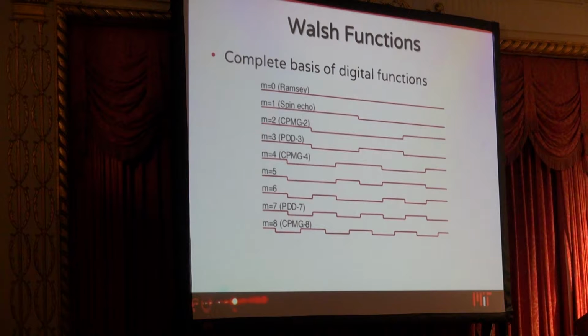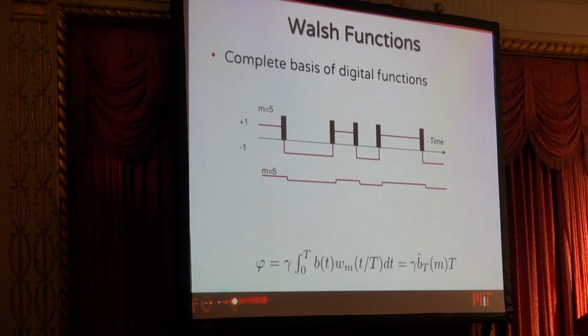And in order to make it easily implementable in our lab, we use a digital set of functions, which we can actually just implement by applying pi pulses at the times at which this Walsh function switches sign between plus or minus 1. If we modulate in this way our system, the phase that our qubit sensor acquires is now weighted by this function itself. And so the phase is directly the basis coefficient of this particular Walsh function.